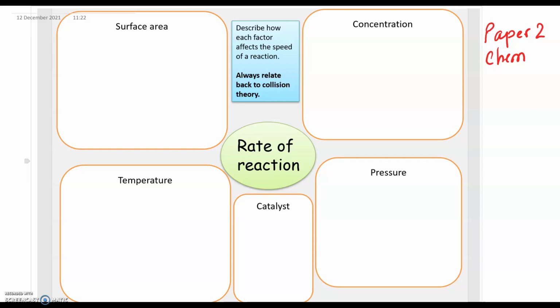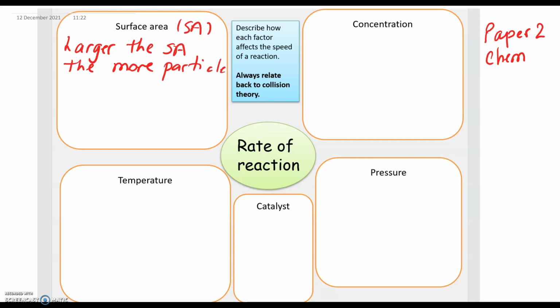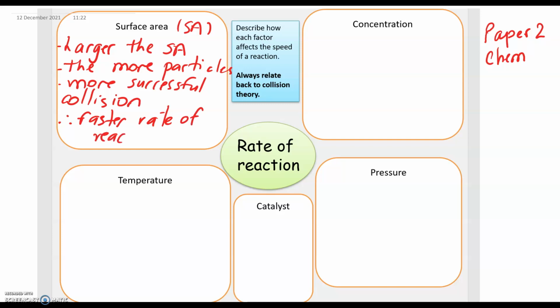Surface area. If you're looking at rate of reaction in surface area, the larger the surface area, I'm just going to call it SA, the more particles and more collisions. So you go more successful collision, therefore you'll have a faster rate of reaction. So the larger surface area, the more particles they are colliding, the faster the rate of reaction will be.